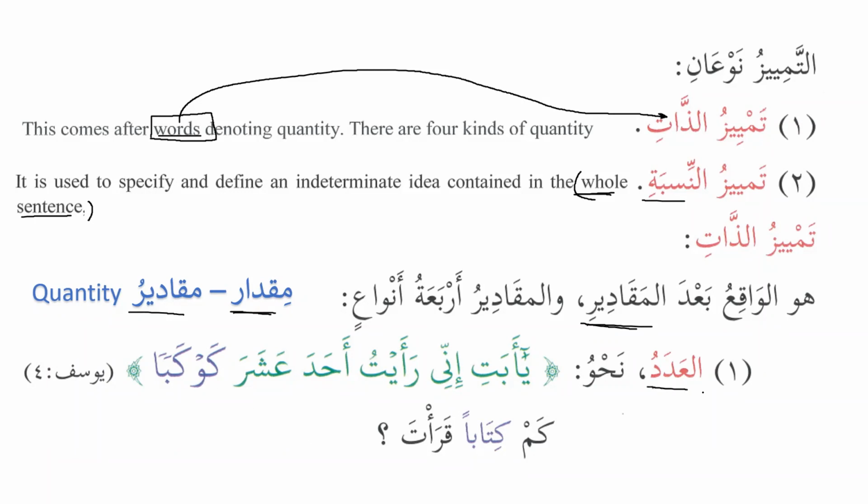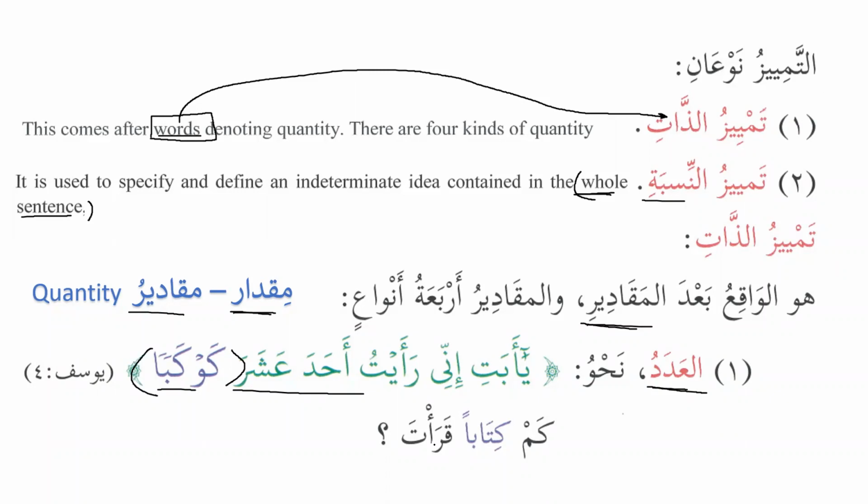Al-adadu, so the first one is number. Al-adadu. Nahwu, for example, Ya abati inni ra'aytu ahada ashara kawkaban. So in Surah Yusuf, Yusuf alayhi salam says, "Oh my father, I saw in a dream 11 stars." So now we can see that ahada ashara is number, and after that we have the tamyiz, which is kawkaban.